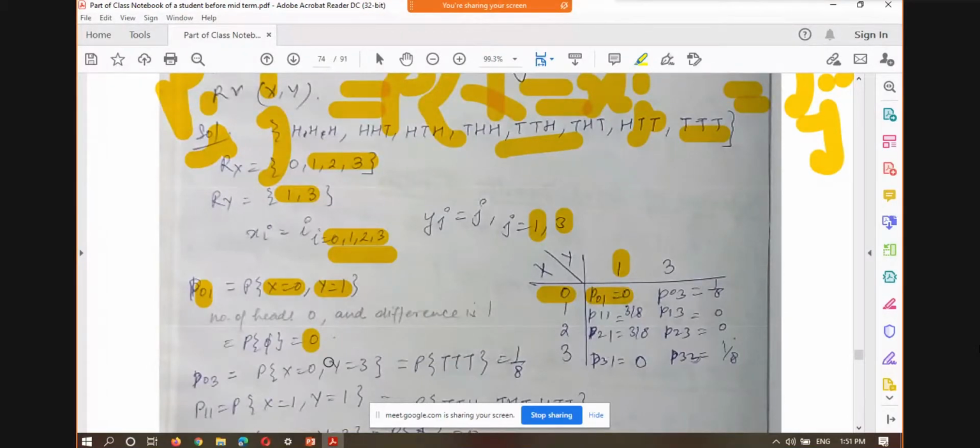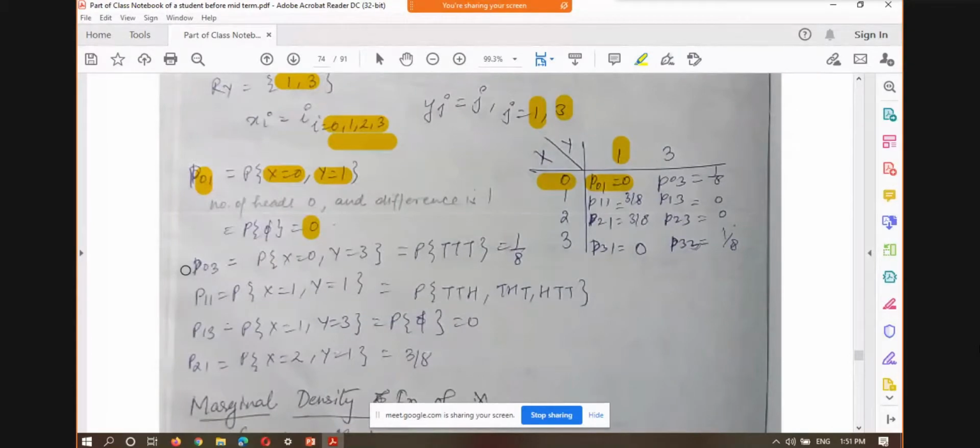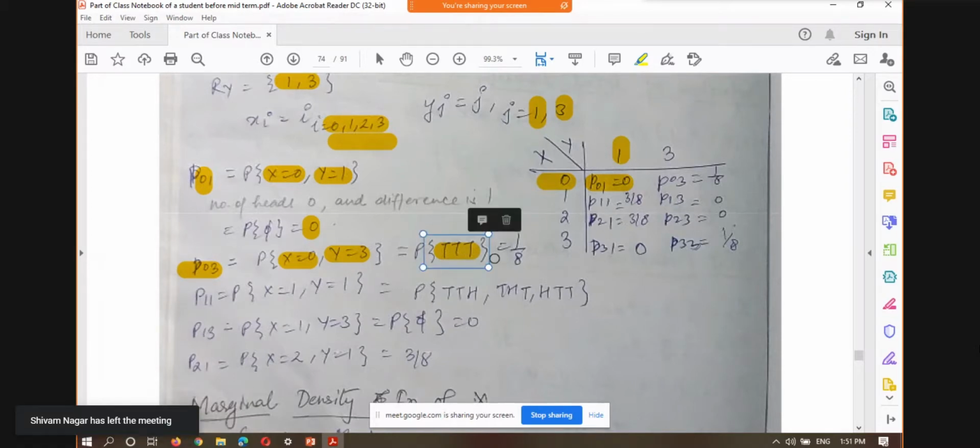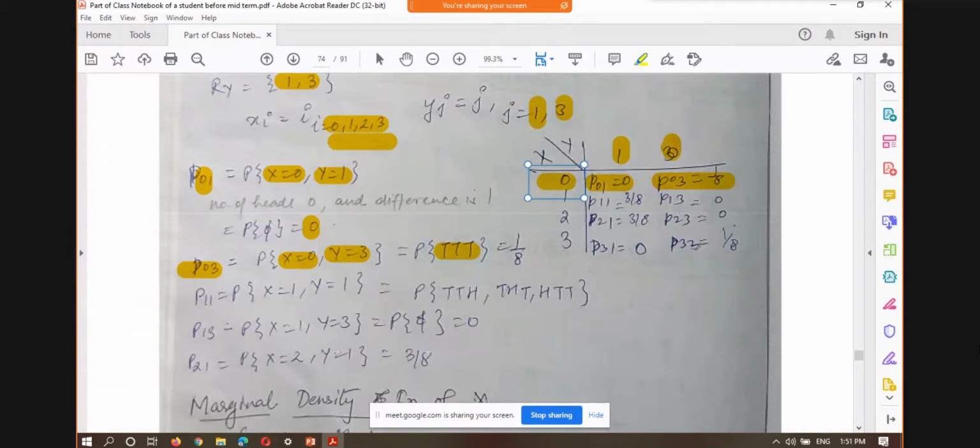Now I try to calculate P03. P03 means the probability that X equals 0 and Y equals 3. It means no head, but the absolute difference is 3. So I know that there is one event in which there is no head, but the absolute difference is 3, and this is only one event out of 8 events. So its probability is 1 by 8. So for X equal to 0 and Y equal to 3, I have this one.